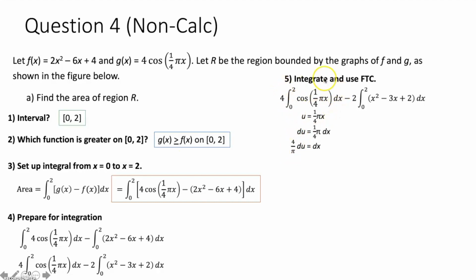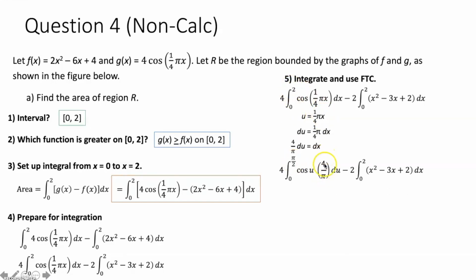Now because this is a definite integral and I'm using u substitution, I need to rewrite my limits of integration. So I'm going to take 0, my lower limit of integration, and plug it in for x in whatever I set u equal to. When I simplify, 0 times pi times 1/4 is still 0. So my new lower limit of integration is still 0. Then I'm going to take my upper limit of integration, 2, plug that in for x in whatever I set u equal to. I simplify this, and I end up getting pi over 2. So that'll be my new upper limit of integration here.